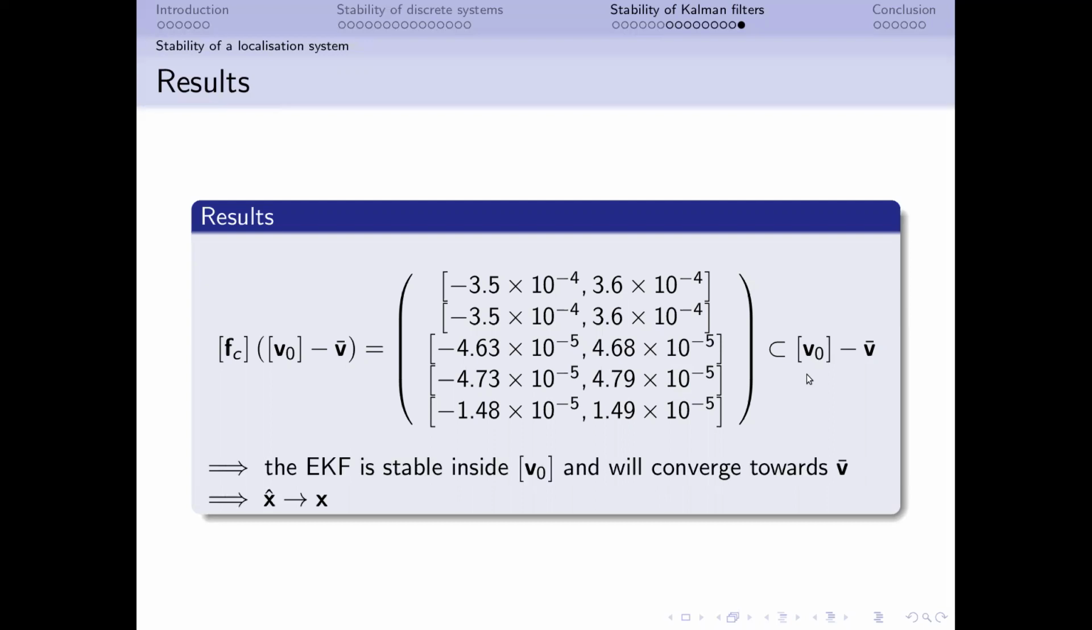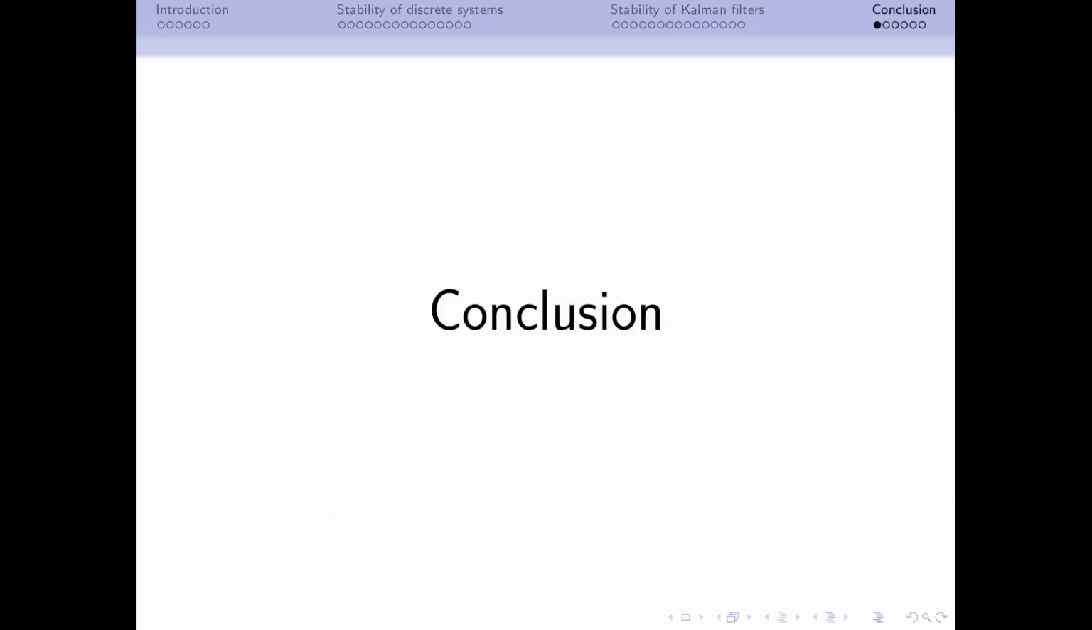Since we have that, that means the extended Kalman filter is stable inside the box V0 and will converge towards the fixed point of the system. That means in turn that the estimation of the state x hat will converge toward the actual state of the robot, which is what we wanted in the first place. Okay, so I'll now conclude this talk.